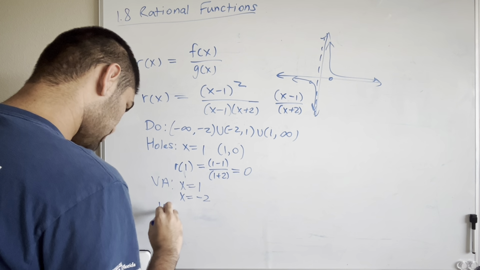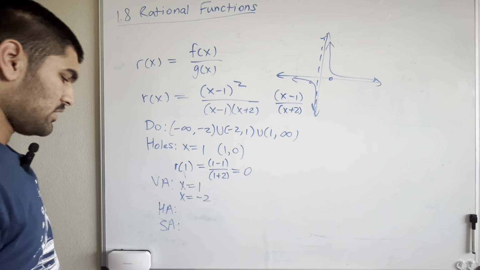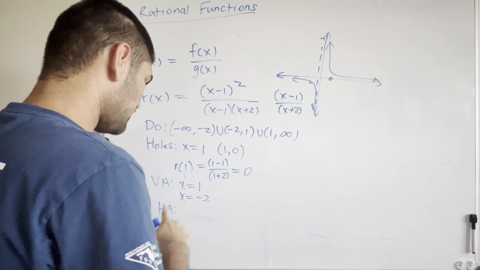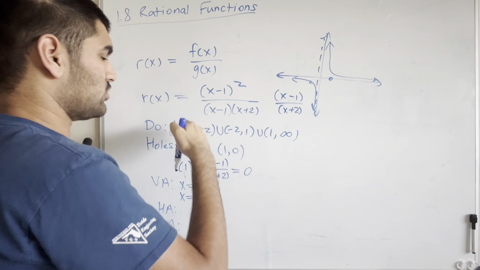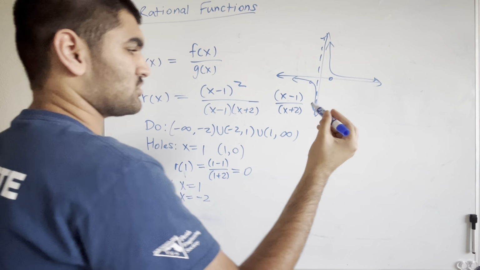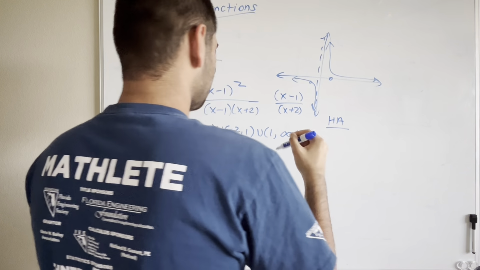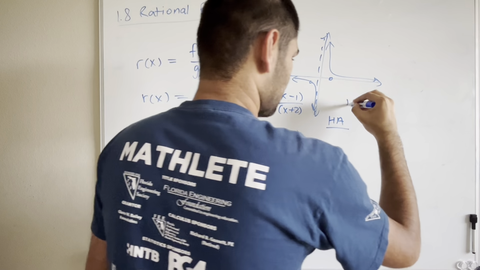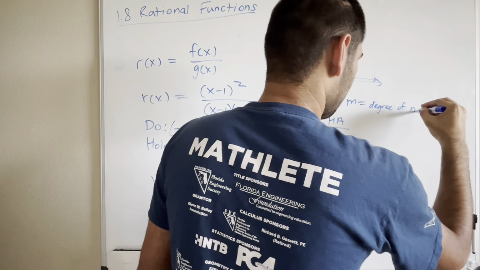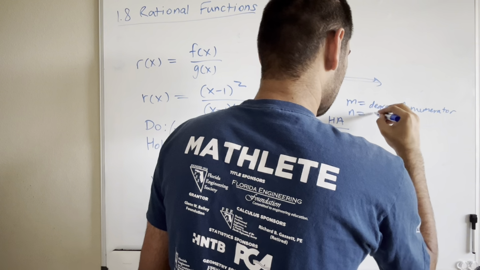We have two other types of asymptotes: horizontal asymptotes, which I'll call HA, and slant asymptotes, which I'll call SA. The way you find horizontal asymptotes is you check the degree of the numerator and the denominator, and based on a couple of relationships, you can determine which one you have. For a horizontal asymptote, let's say m is equal to the degree of the numerator, and let's say n is the degree of the denominator.